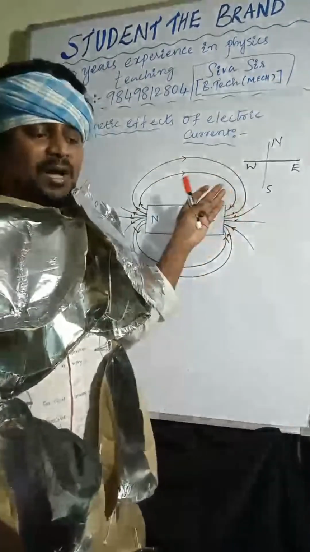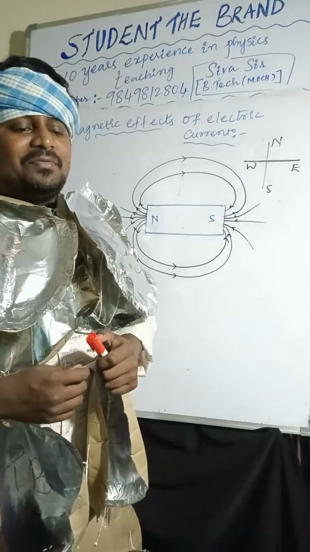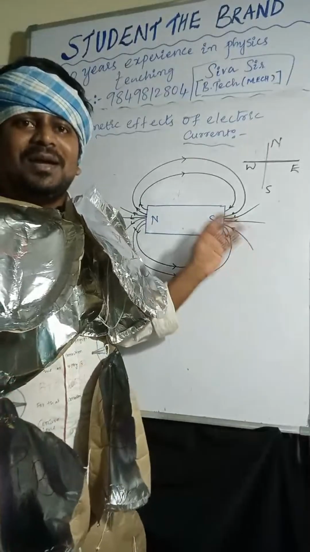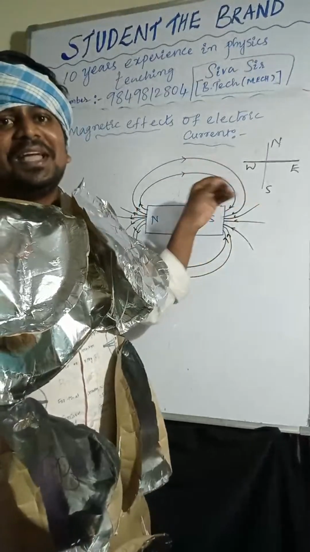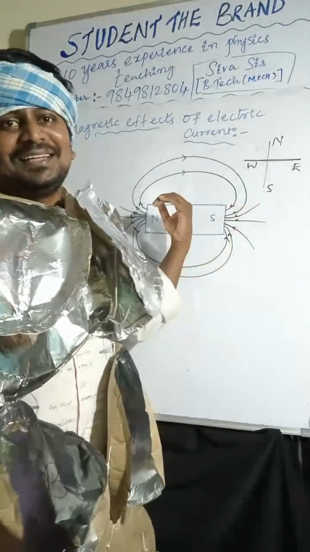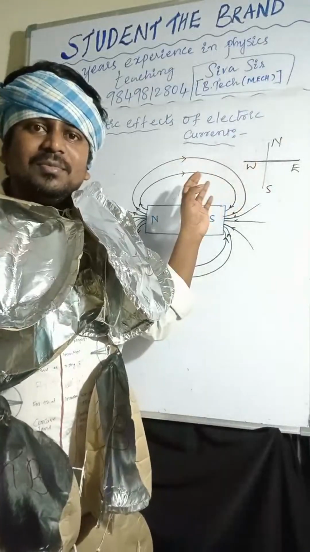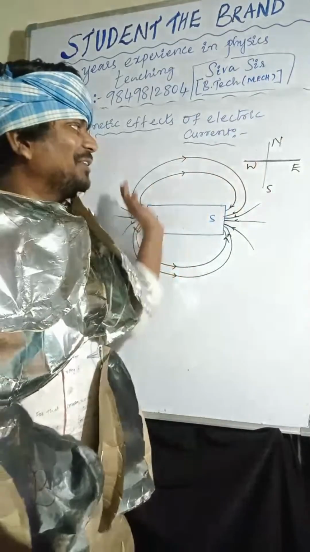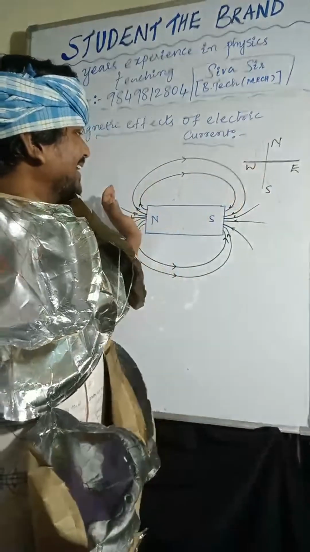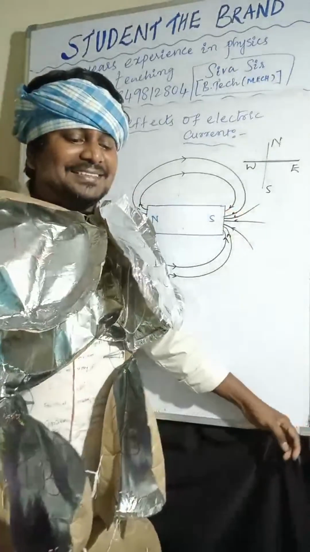Outside of the bar magnet, the magnetic field will be north to south. Inside of the bar magnet, the magnetic field will be south to north. Understand? So is it clear? Outside of the bar magnet it is north to south, and inside of the bar magnet it is south to north.